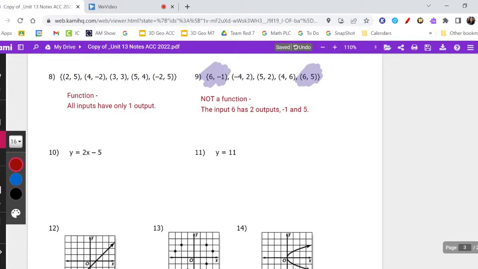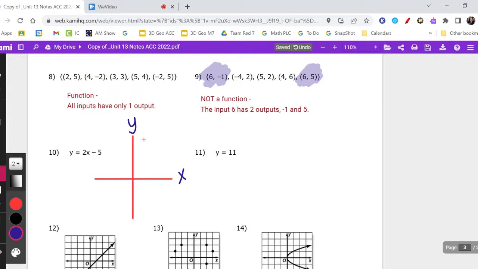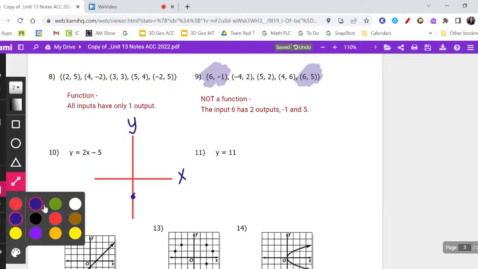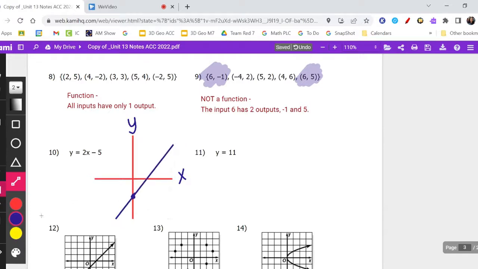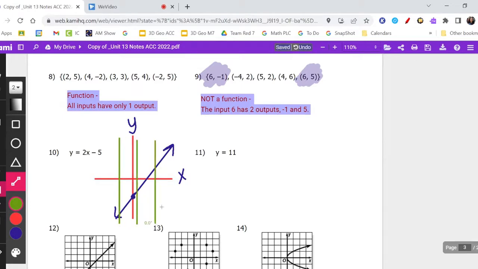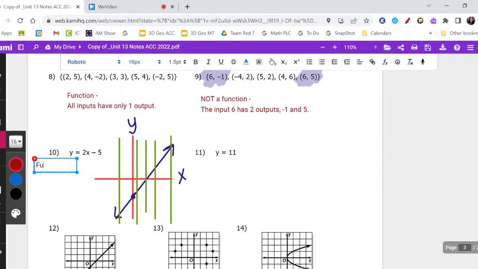All right, next one. Y equals 2x minus 5. Now, guys, back when we did linear equations, that unit 7, we had to graph these on a coordinate plane. So, for example, if this is the x-axis and this is the y-axis, this line would intersect the y-axis at negative 5, and then it had a positive slope of 2, which means that it would look like this. Now would this line pass the vertical line test? I'm going to draw some vertical lines. All the vertical lines are just going to go through this line at most once. I'm going to say this is a function because it passes the vertical line test.